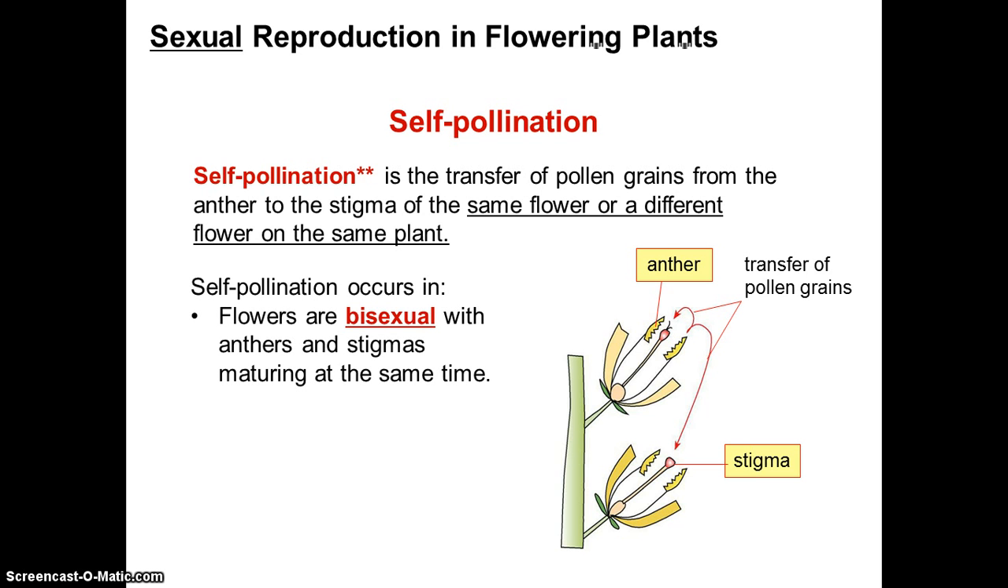Self-pollination occurs in flowers that are bisexual, with anthers and stigma maturing at the same time, meaning that these flowers have both the male and the female reproductive systems in the same plant. In this flower, the stigma is situated directly below the anther.